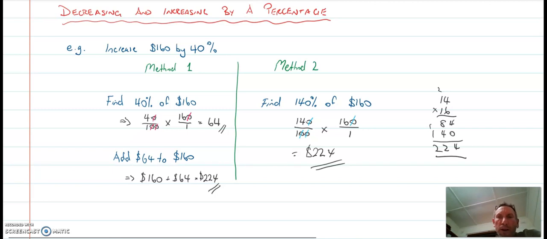What do you prefer? This one gets you straight there, one go. This one takes you 2 steps. This one deals perhaps with smaller numbers. You might prefer it, I don't know. I prefer method 2. I'm going to show you another example. It'll be a decrease example, and we'll do that 2 ways as well.